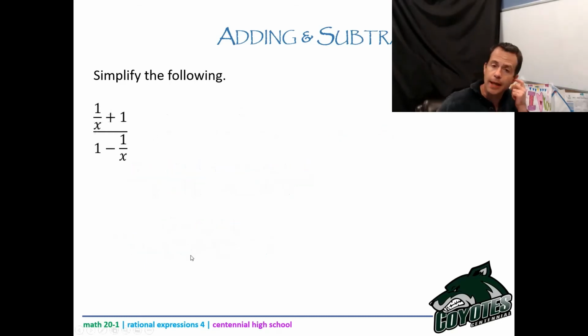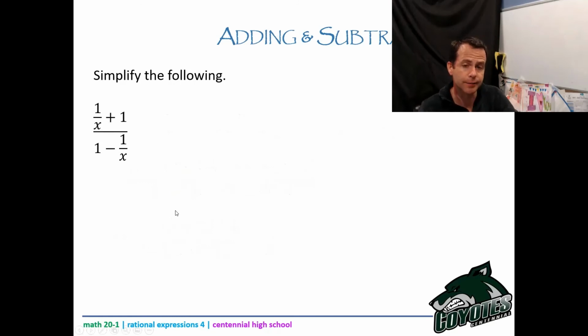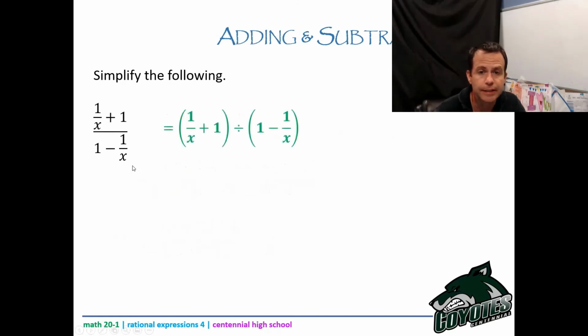All right, and then the last example we're going to do together. I've shown you stuff like this before. This is called a complex fraction, where you have fractions on the top or on the bottom of another fraction. We're going to write this left to right as a division statement, and make our lives a little easier. So I've got 1 over x plus 1 divided by 1 minus 1 over x, okay?